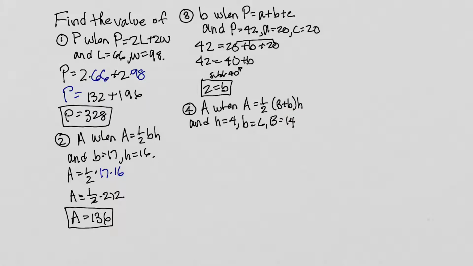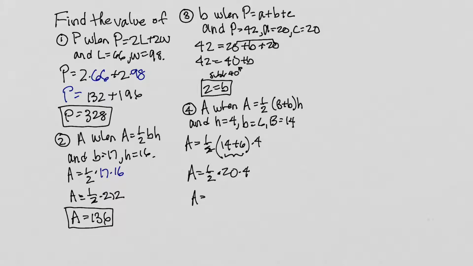So we are going to get that A is equal to 1/2. Now, let's make that look like a half. Big B plus small b. Well, big B is 14. Small b is 6, so let's put those in. So we'll get 14 plus 6 times H, and H is a 4. We can do this. How about if we work inside the parentheses here? We'll get A equals 1/2 times 20 times 4.